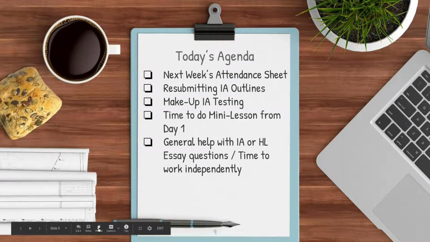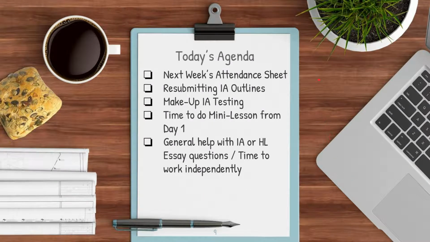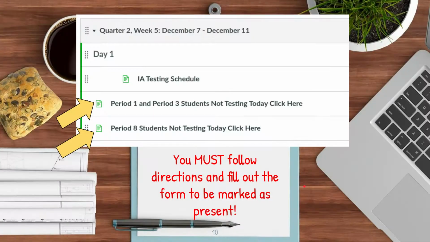If you look at the agenda, I'm going to go over next week's attendance sheet with you, resubmitting your IA outlines information, make up IA testing for those of you who missed your testing. Time was dedicated during class for people to work on the mini lesson from day 1 of this week if they didn't do that already. And then there was an opportunity for general help with your IA or your higher level essay questions, as well as time to work independently on those things.